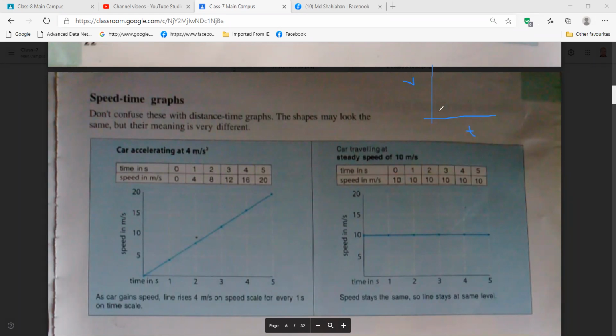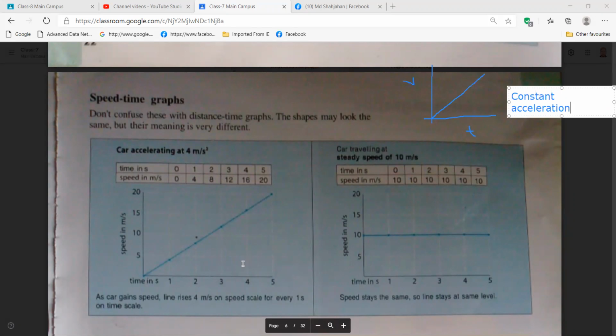If we are getting a steep straight line, this is constant acceleration. You write the heading as speed time graph. For today, you write the heading speed time graphs, then you draw this graph and label this graph as constant acceleration.